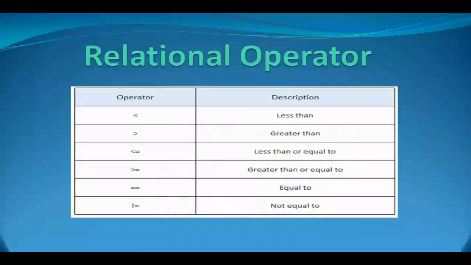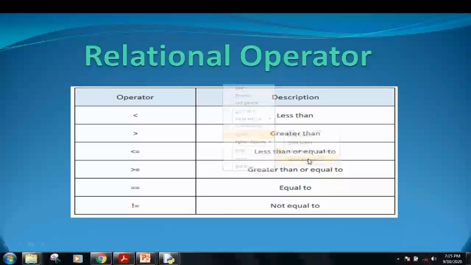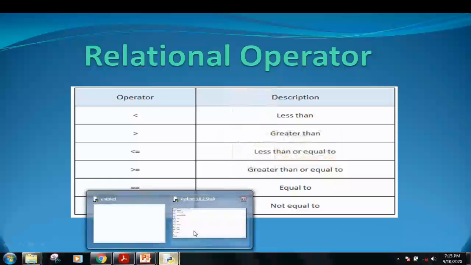Next is relational operators. Relational operators are also available in mathematics. They establish a relationship between two values. So all the relational operators are generally binary operators, and they try to establish a relationship between the two operands. The relational operators are less than, greater than, less than or equal to, greater than or equal to, equal to, and not equal to. We will try to understand these operators one by one in our Python IDLE.